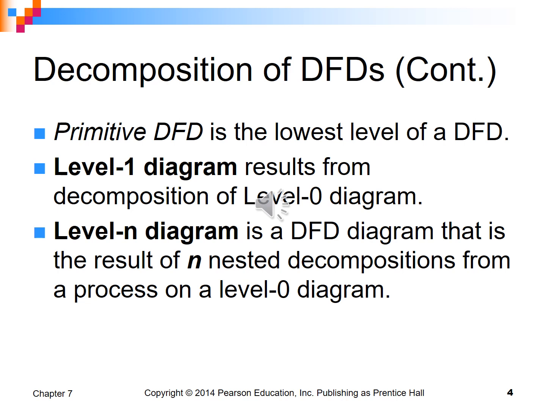As we just explained a few seconds ago, the primitive DFD is the lowest level of DFD. A level 1 diagram results from decomposition of level 0. Level 2 is a result of decomposition of level 1, and so forth, until we reach level N, which is the lowest level, a DFD that is the result of N nested decompositions from a process in a level 0 diagram.